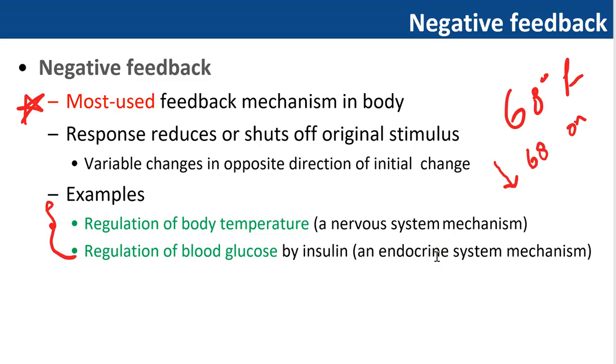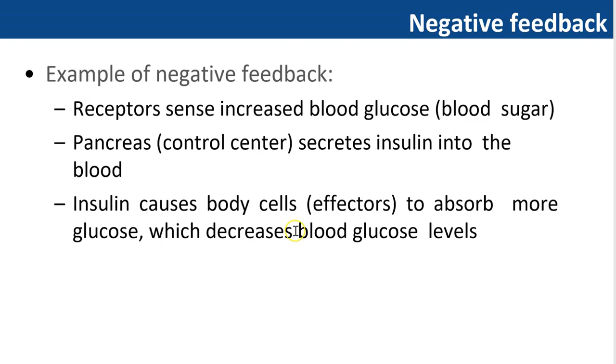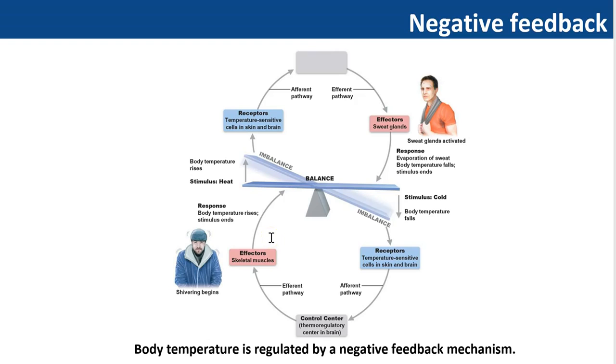But do not forget, all of our organ systems are involved in maintaining homeostasis, but these two systems, the nervous system and the endocrine system, play a major role. Okay, let's look at how our body can regulate body temperature through the nervous system mechanism. So here we go. In this picture, you can see the body temperature is regulated by a negative feedback mechanism.